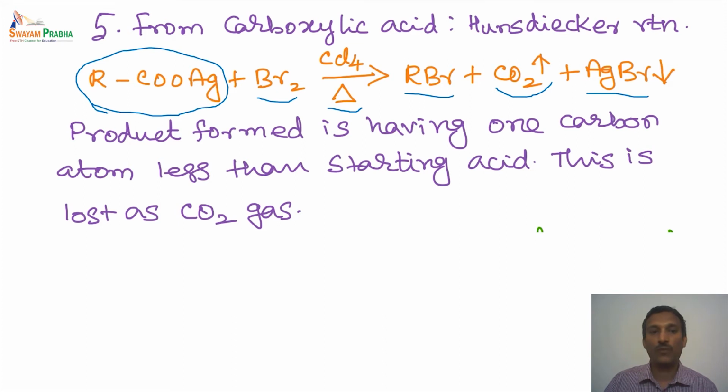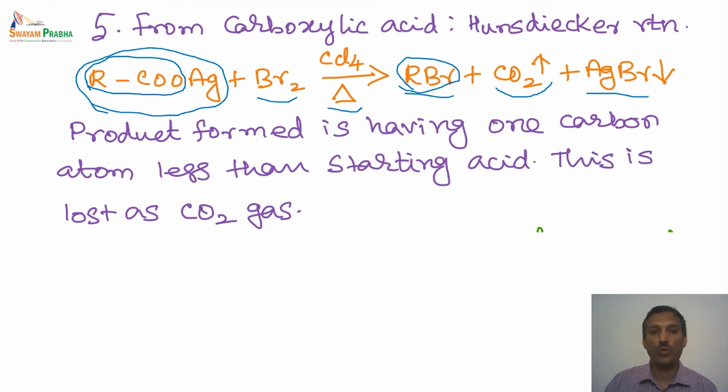If you look carefully, we have an RCOO group present in the starting material, and in the final product we have only RBr. So one carbon less than the starting material is obtained in the final product. For example, if the carboxylic acid has 4 carbons, the product obtained will have only 3 carbons.